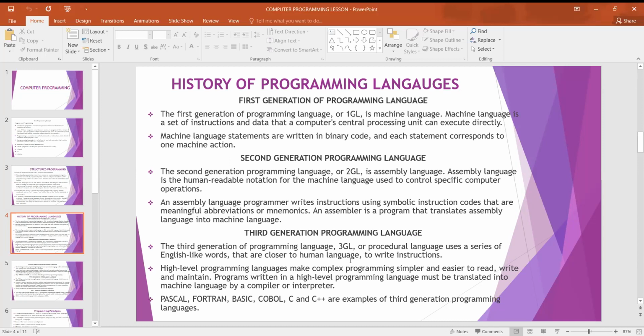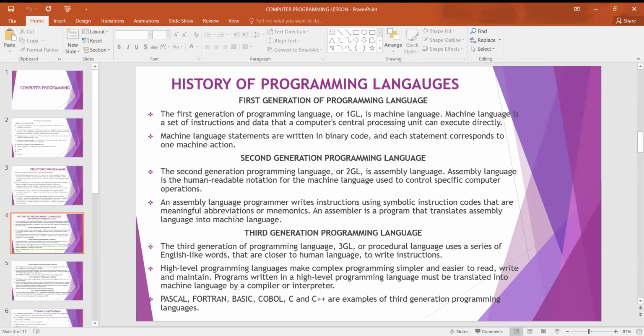The assembly language wrote instructions using simple codes that involve meaningful abbreviations, or what we call mnemonics. Then the third generation programming language, or what we call the procedural languages, uses a series of English-like words that are closer to the human language.